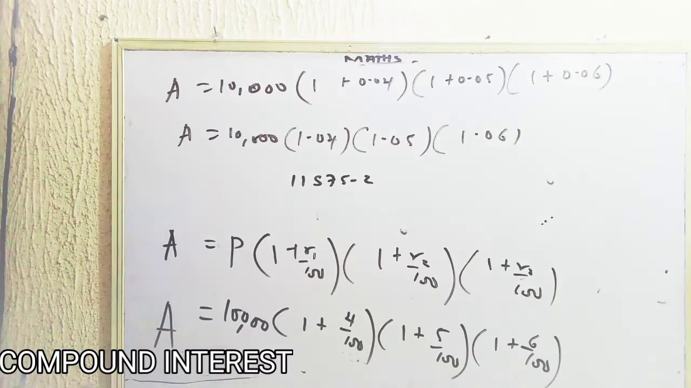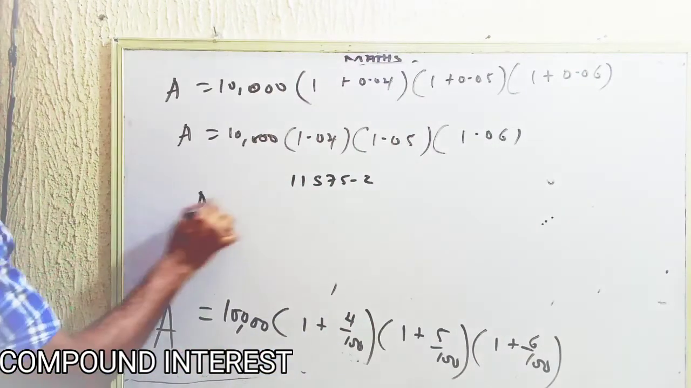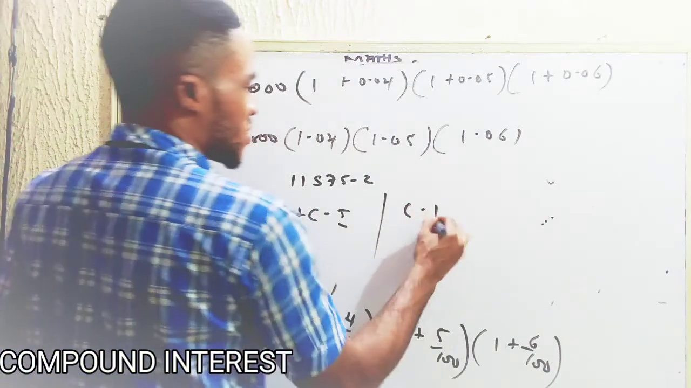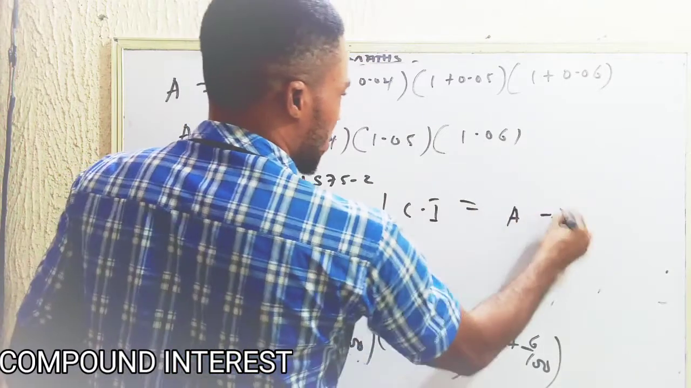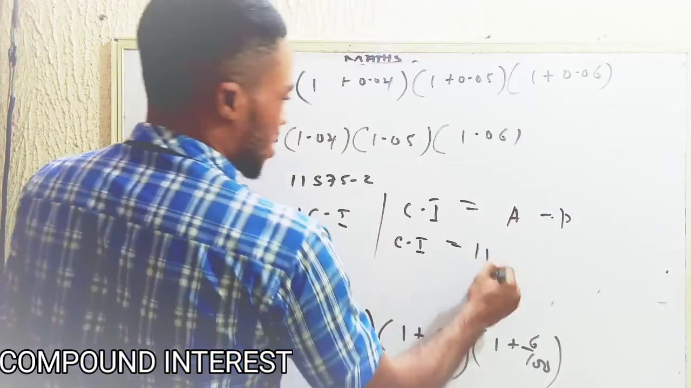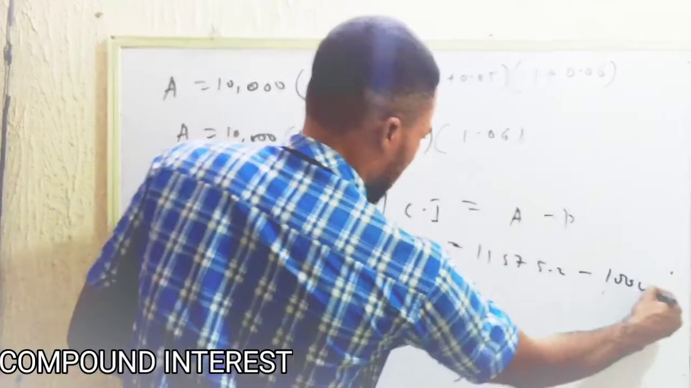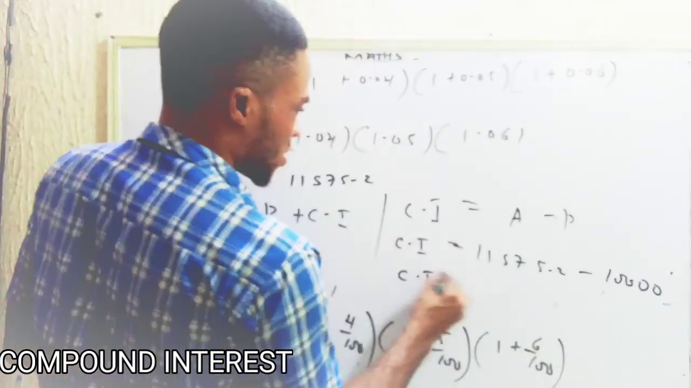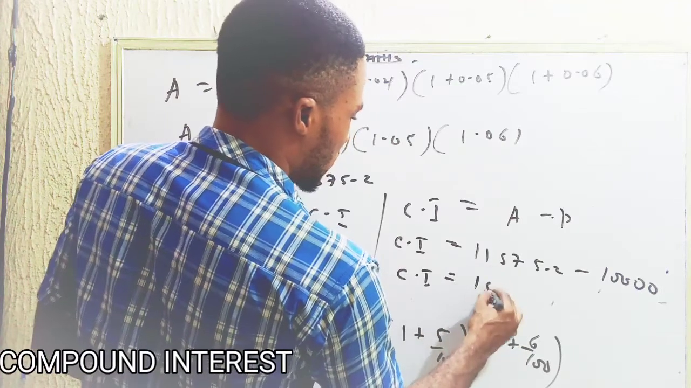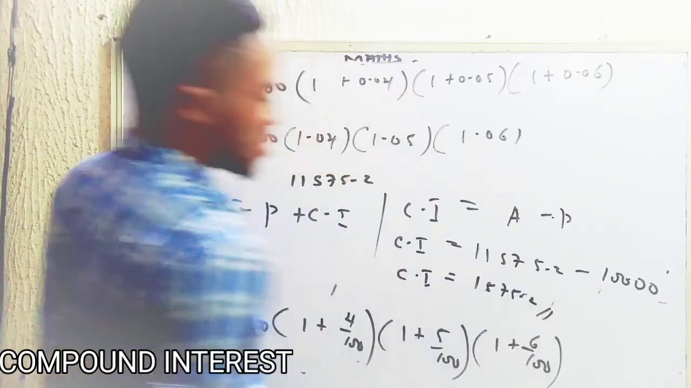11,575.2 as the amount. Now, since I'm looking for the compound interest, I know that the amount is always equal to the principal plus the compound interest. So from that note, I have compound interest is equal to amount minus principal. So compound interest is given as the amount, which is 11,575.2, minus the 10,000. So I'm going to have the compound interest to be equal to 1,575.2 as the answer to that question.